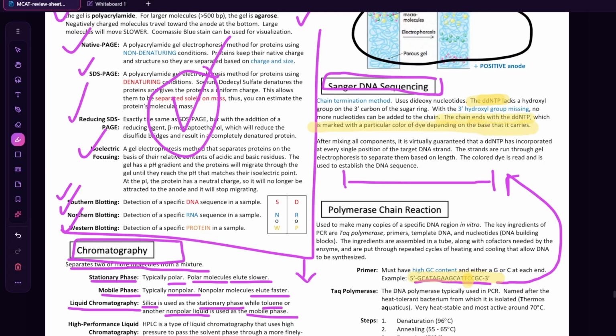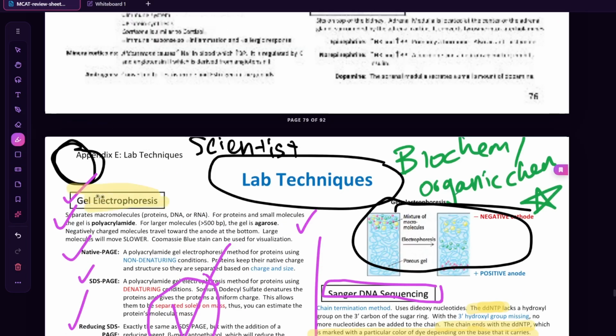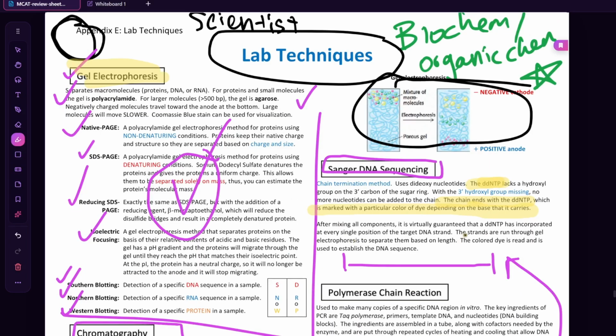And since this happens randomly across millions of copies, you end up with a huge mix of fragments of every possible length, each one ending in a ddNTP that's color-coded by its base. So you would basically have different dye colors for A, T, C, and G, right? And so you run that mix through gel electrophoresis, which sorts the fragments by size. So the strands sort based on length, which is basically size.